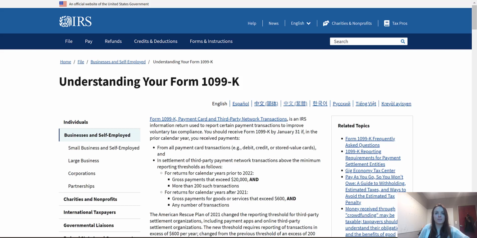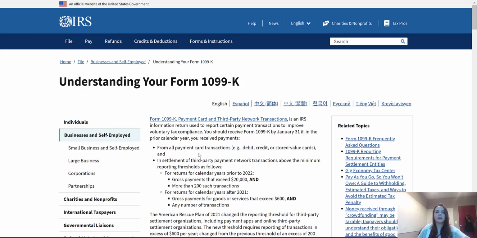So today we are going to talk about 1099Ks. 1099Ks are a little bit different than your 1099 miscellaneous or your 1099 NEC. What a 1099K is, it is a report. It's a 1099 that's going to get issued to the IRS, and it reports the amount of money that has been run through a payment processor, essentially.